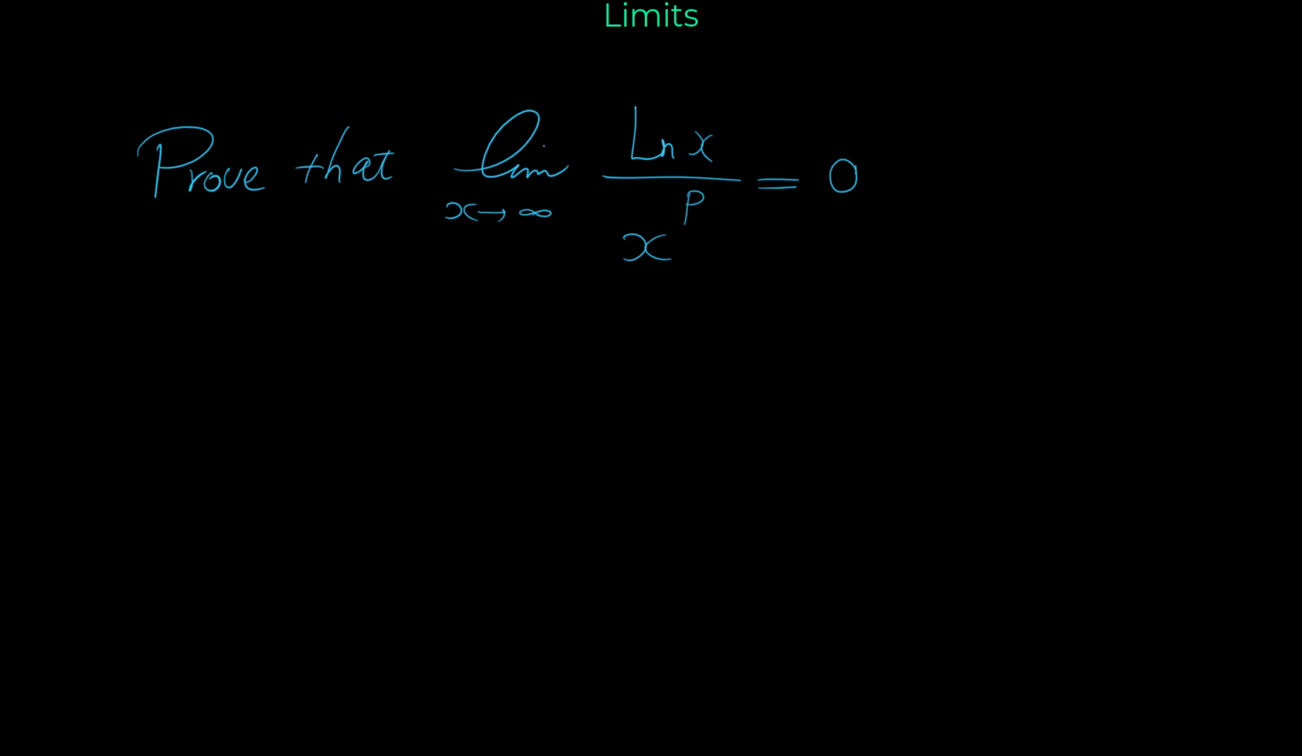Hello and welcome. In this video we want to prove that the limit of ln of x over x to the p when x approaches infinity equals 0, where in this formula p can be any positive number. P, for example, can be 2, 5, 3.5, 7.2, 10 billion and so on. Any positive number.